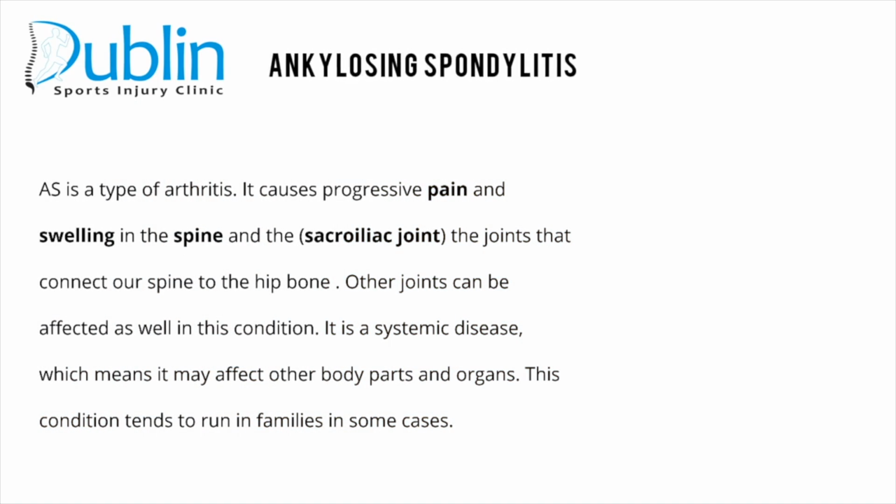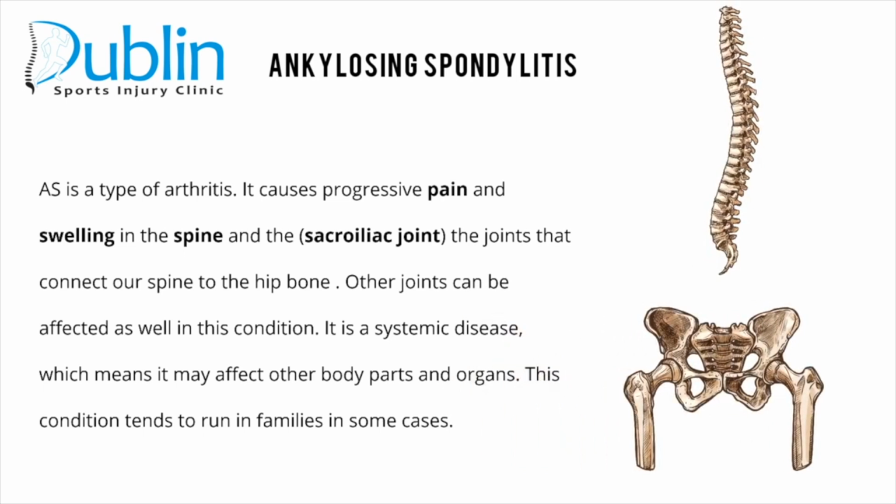Ankylosing spondylitis is a type of arthritis which causes progressive pain and swelling in the spine and the sacroiliac joint, the joint that connects our spine to the hip bone. Other joints can be affected as well in this condition, which is a systemic disease, which means it may affect other body parts and organs in our body.